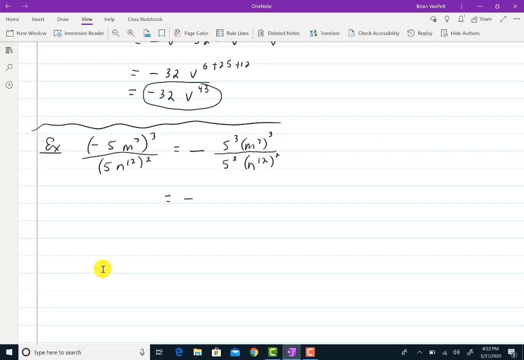Now, as far as simplifying the number portion, the 5s, I think it's probably best to think of it this way. If you think of this on top as 3 5s and this on the bottom is 2 5s, it's probably not a stretch for you to be able to cancel 2 of those 5s and leave just 1 5 left over. So I'm going to do that. Now for the other parts, I'm going to get m raised to the 21, that's 7 times 3, and then n to the 24th, which is 12 times 2. And that will finish off the problem.